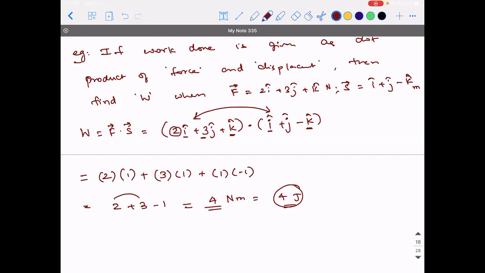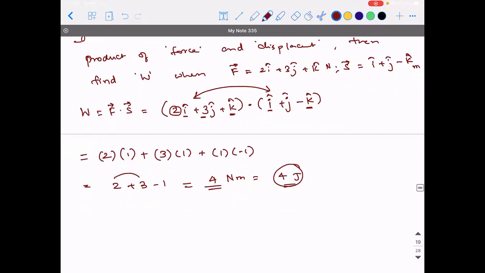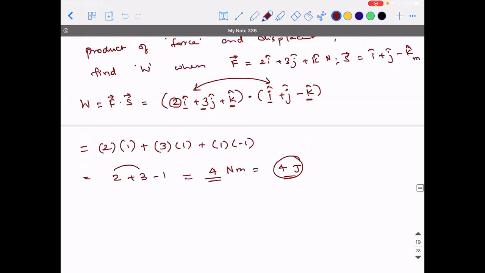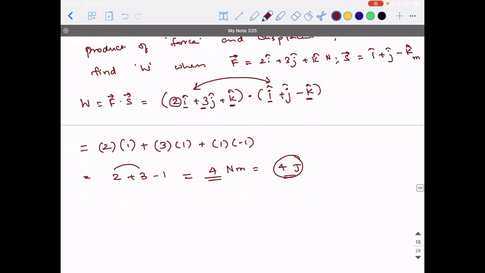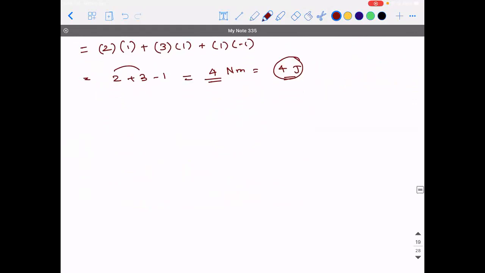Okay. Now we will see some properties related to dot product. If you guys have copied this, I'll explain the properties related to dot product. Yes, sir. Okay. So write down properties of dot product. First, if... Sir, I have a doubt in the previous question, sir. Please tell me.